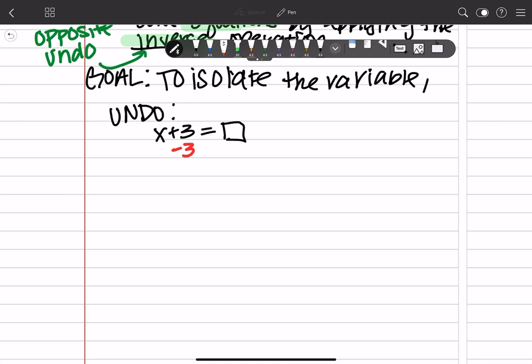minus 3. Now, some of you use a line down the middle to separate the equal side from opposite sides of the equation. Some of you use the river. Some of you don't like it at all. That's fine. Do what works best for you. Now, what you do to one side of the equal sign is what you do to the other side of it.